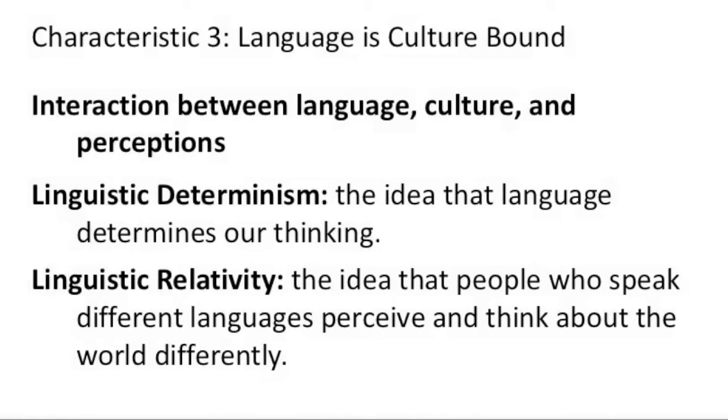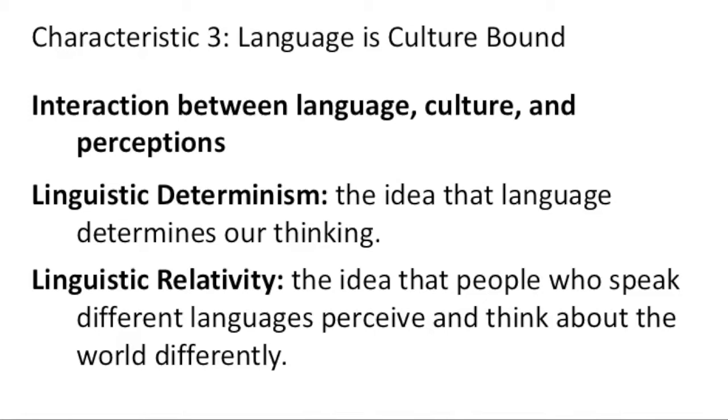Characteristic 3, language is culture bound. So this has to do with the interactions between language, culture, and perception. In particular, the textbook offers two terms to help us understand this, the idea of linguistic determinism and linguistic relativity. Linguistic determinism is the idea that language determines our thinking, right?